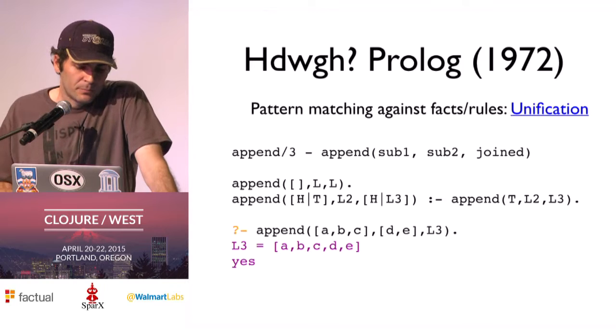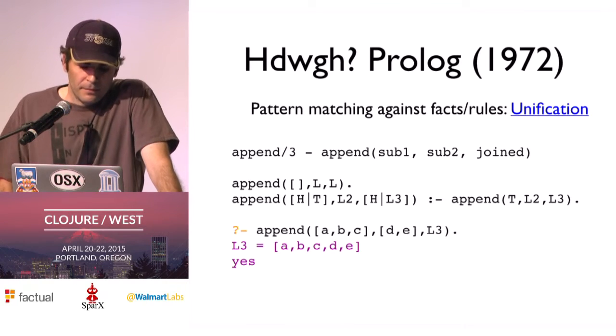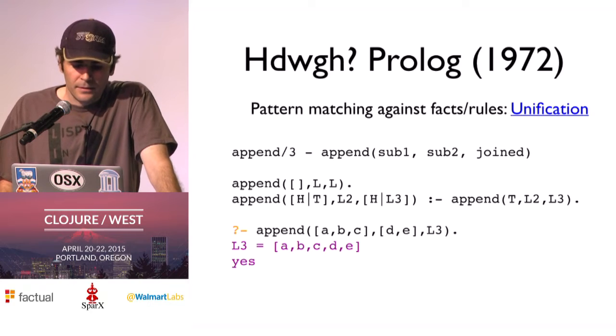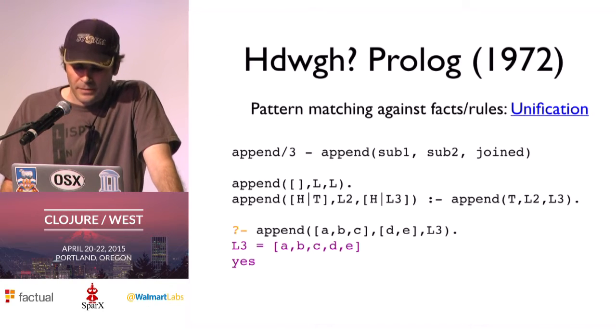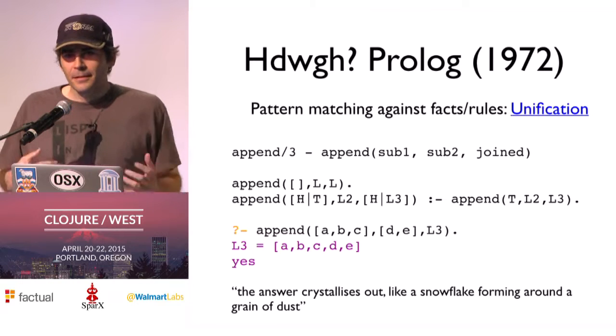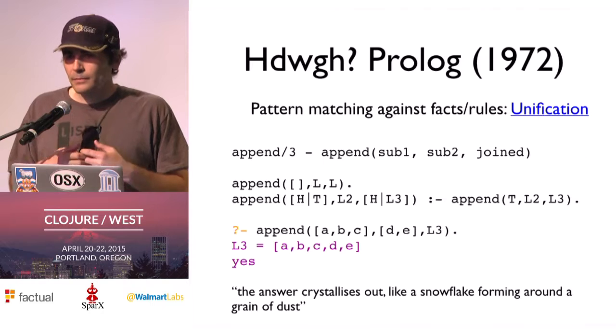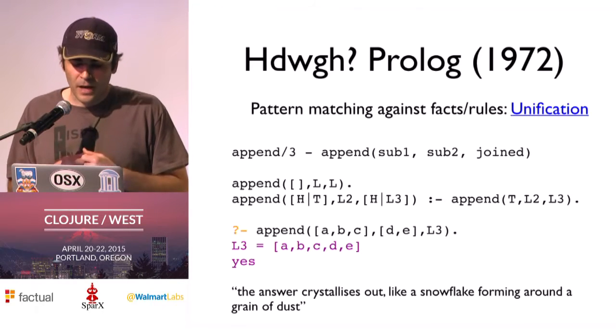The point is, Prolog does, and you can ask it questions, and it will tell you that ABC appended to DE is ABCDE, no surprise there. But what is a little surprising is how this is actually happening. Prolog is keeping L3 as an unbound variable as long as possible.